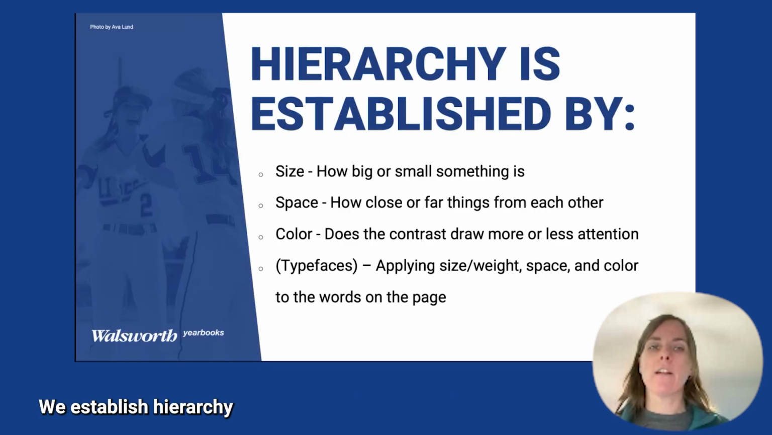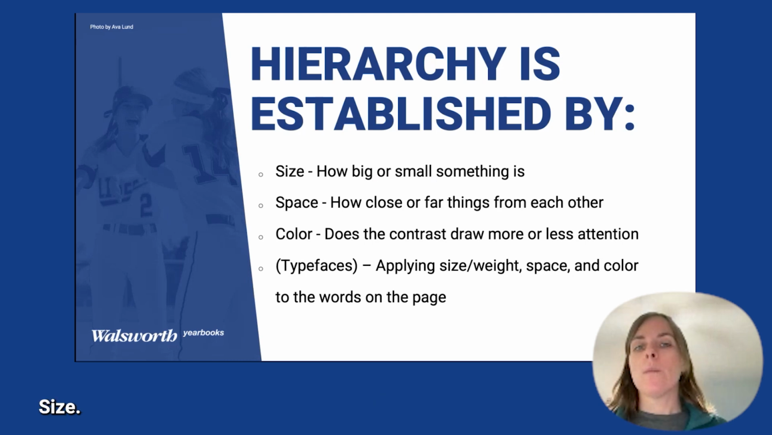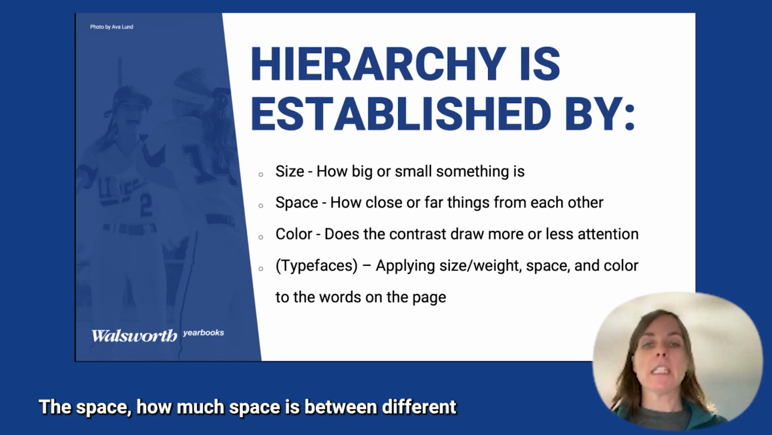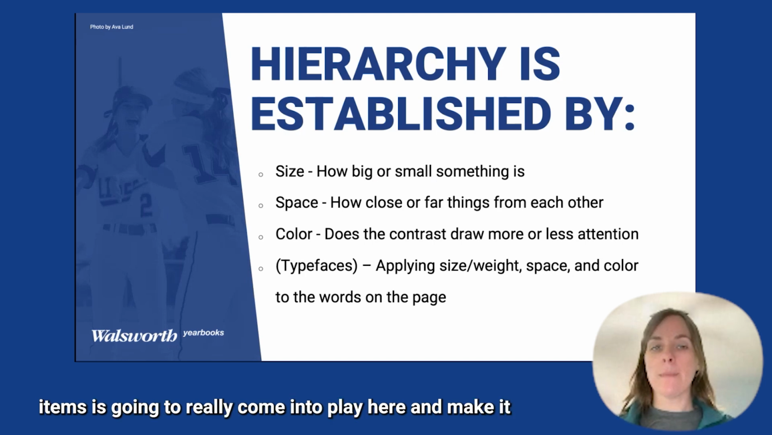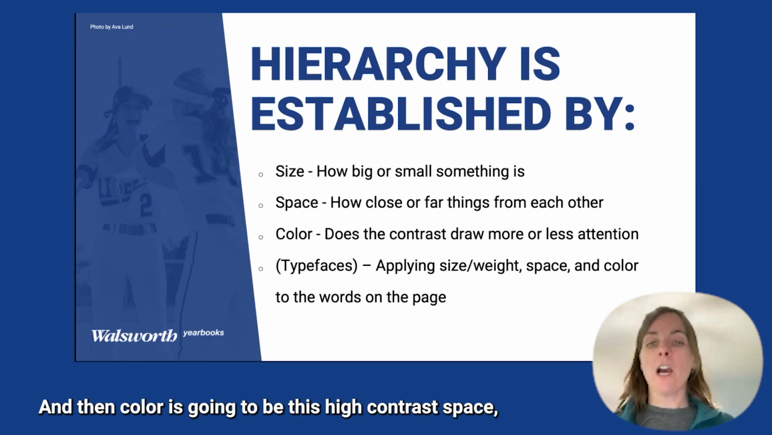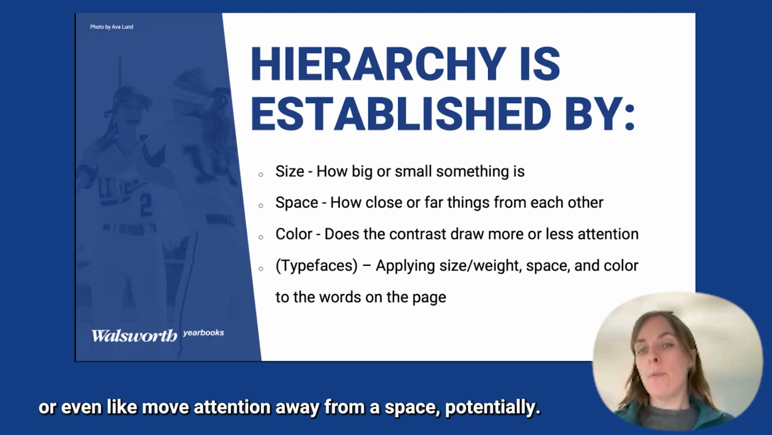We establish hierarchy by three main things: size, space, and color. Size, how big or small something is going to attract a reader. The space, how much space is between different items, is going to really come into play here and make it so that either the reader wants to look at stuff or doesn't. And then color is going to be this high contrast space that we can use to help draw attention into a space, or even move attention away from a space potentially.